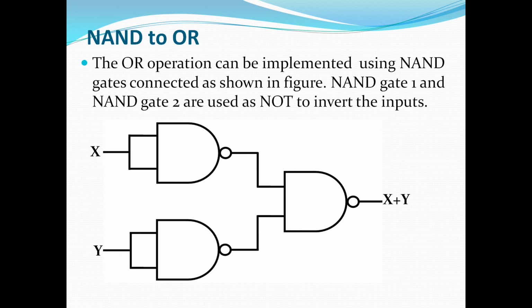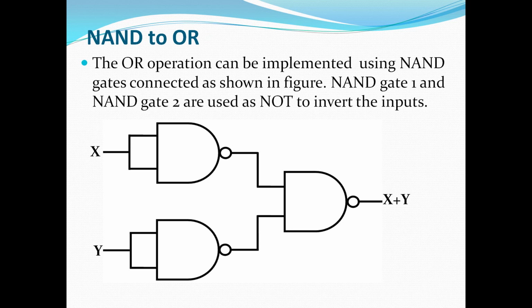For the first NAND gate, X is the input. For the second NAND gate, Y is the input. Those two gates are used to invert the input. If you give X as the input, the output will be X dash, because it is a NOT operation. So the first and second NAND gates work as NOT operations, used to invert the input.